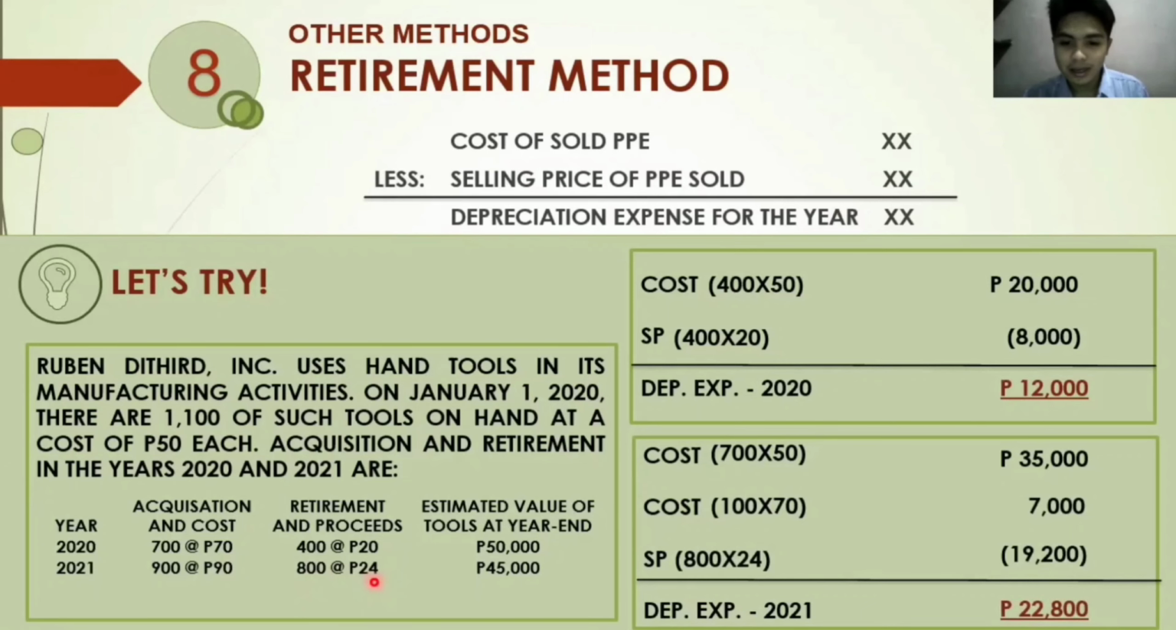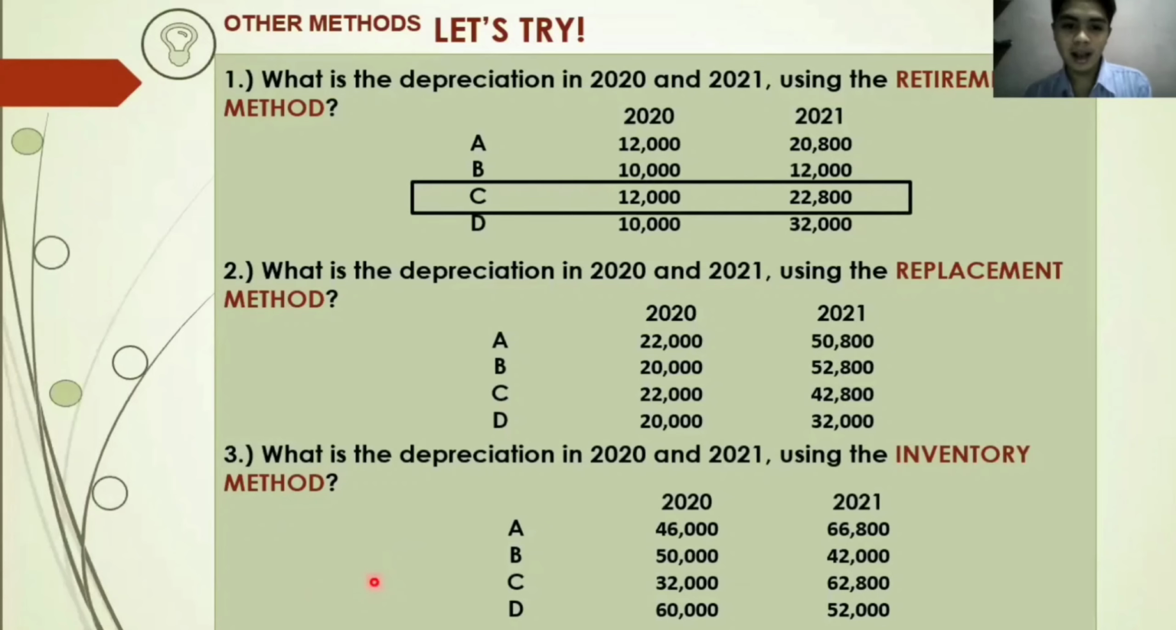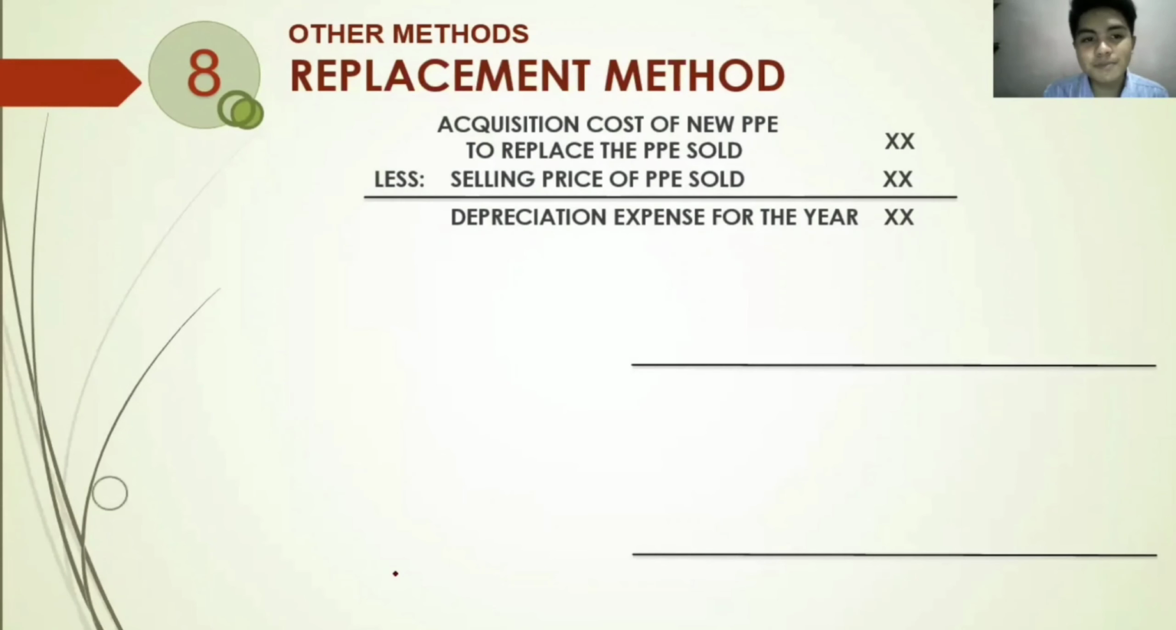22,800. Okay? So, anong sagot sa number 1? Letter C. So now let's proceed to the replacement method. Katulad lang ng retirement method guys, wala tayong i-recognize na depreciation expense hanggang wala po tayong nire-retire at nire-replace na PPEs. Okay? Paano naman po natin kukumputin yung depreciation expense under ng replacement method?